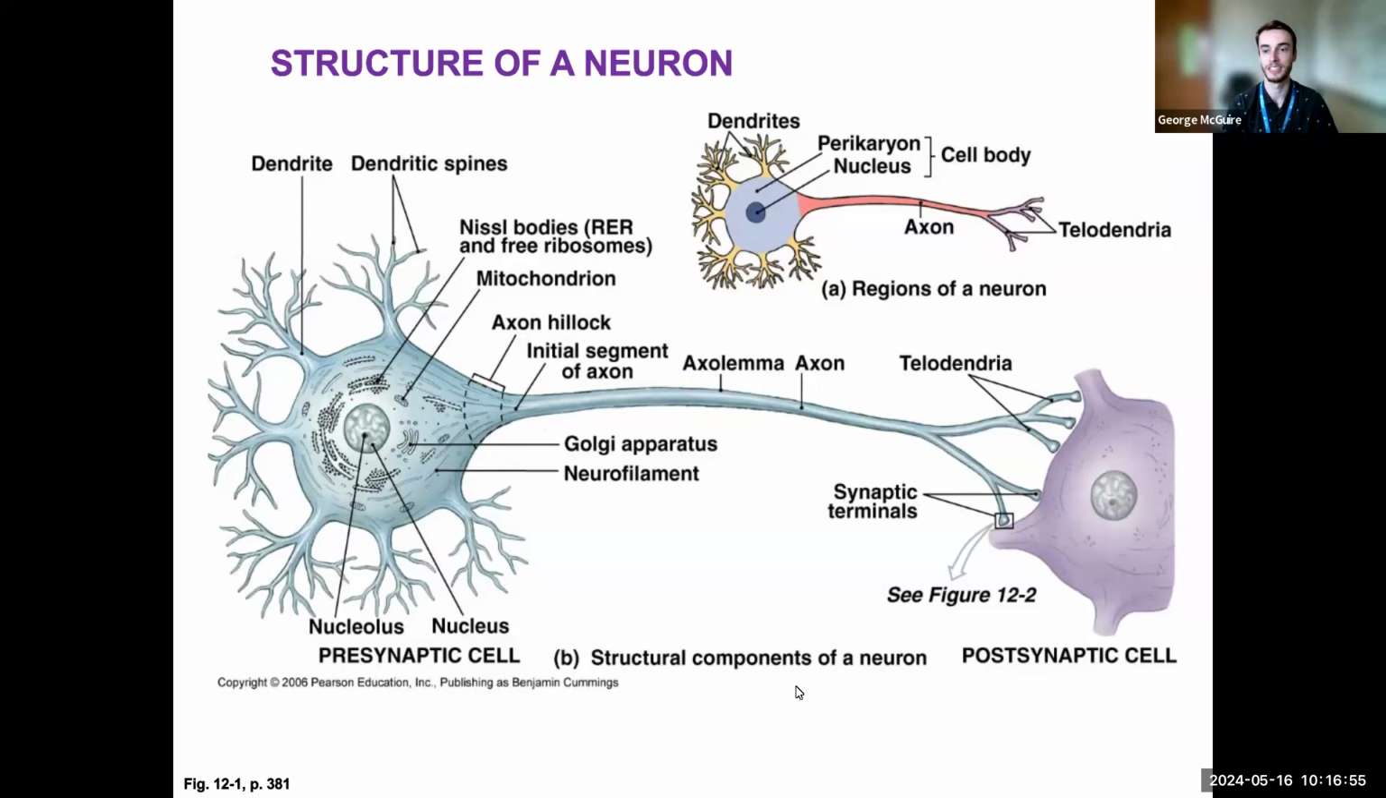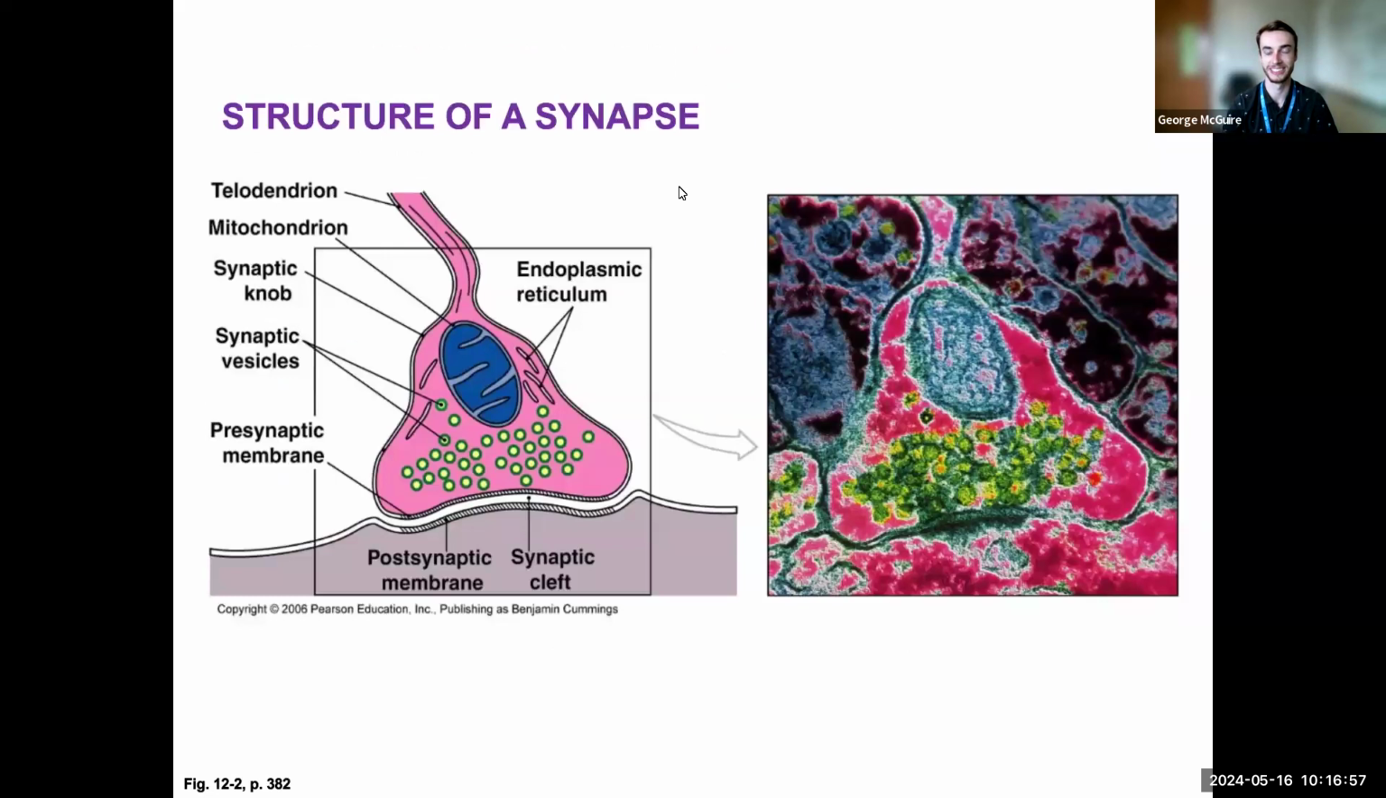Okay, I believe that's everything about our structural components of neurons. So now taking a closer look at where they meet with a neighboring cell. Again, this could be the next neuron in this pathway, or this could be the target cell on which this neuron is acting. So there's always going to be some space between this axon and its target cell.